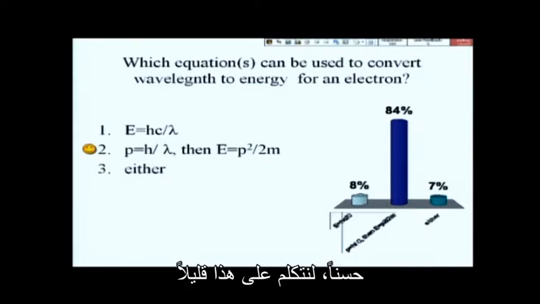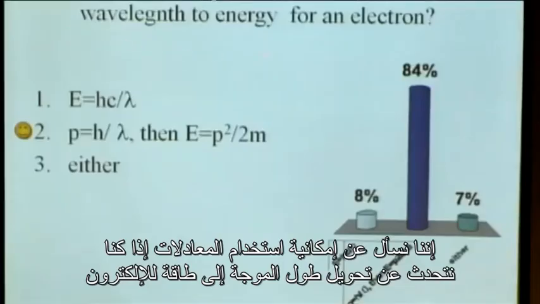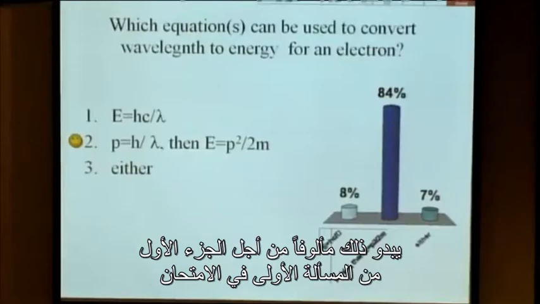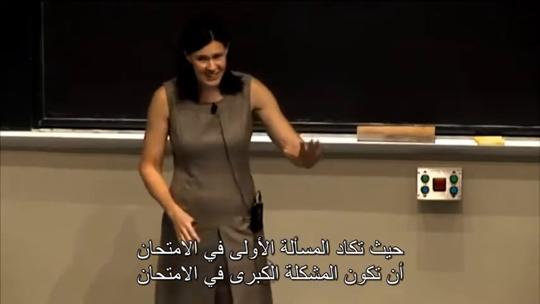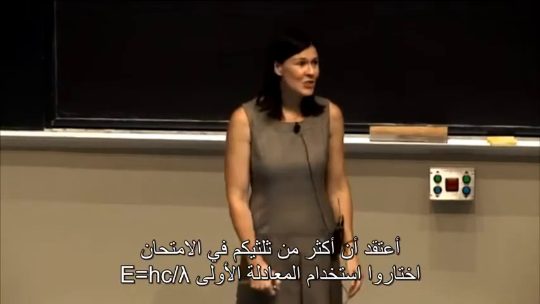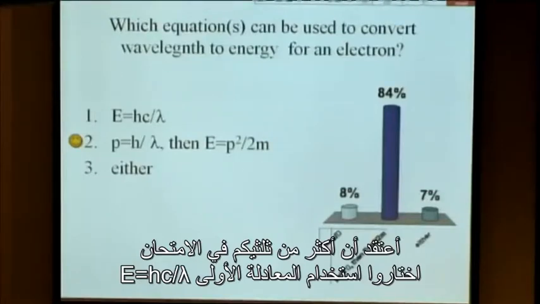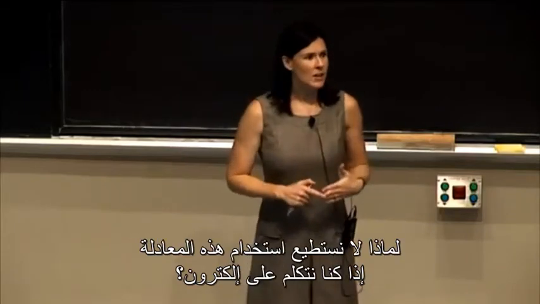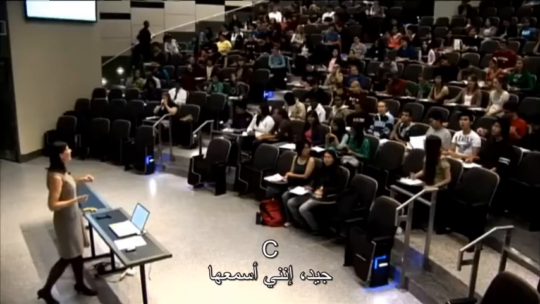So what we're asking here, if we can settle down and listen up, is which equations can be used if we're talking about converting wavelength to energy for an electron? Remember, the key word here is electron. This might look familiar to the first part of problem 1 on the exam, and problem 1 on the exam is what tended to be the huge problem on the exam. I think over 2/3 of you decided on the exam to use this first equation, E equals hc over wavelength. So I just want to reiterate one more time, why can we not use this equation if we're talking about an electron? C. Okay, good, I'm hearing it.